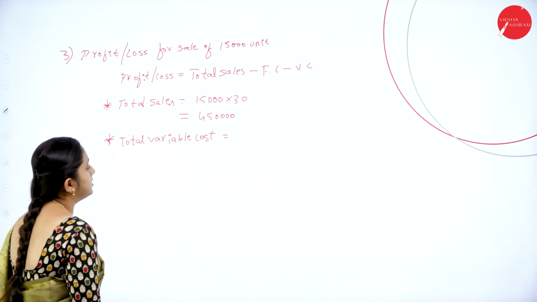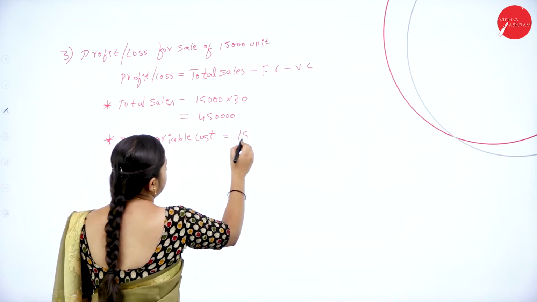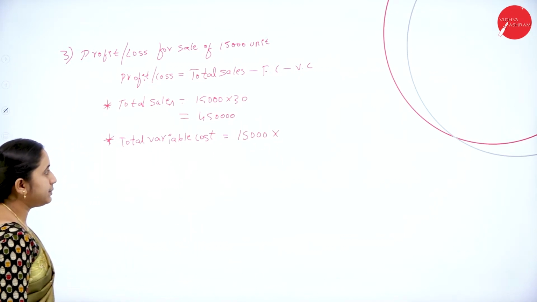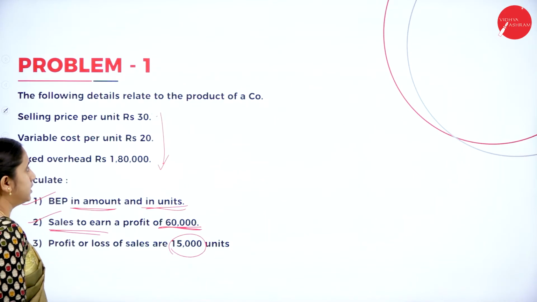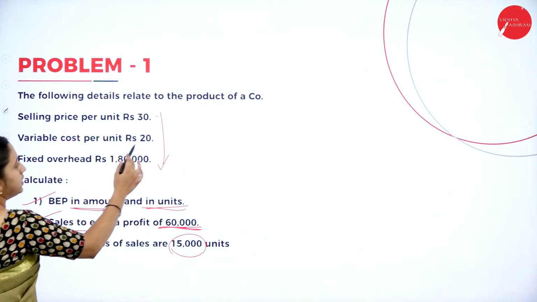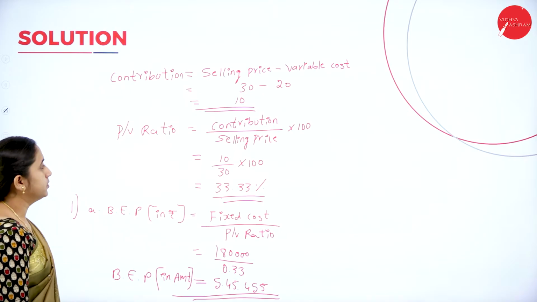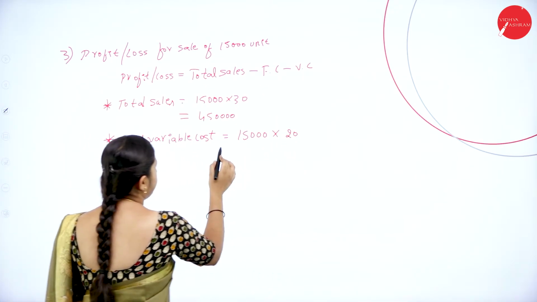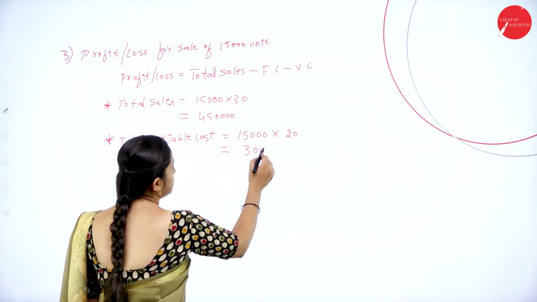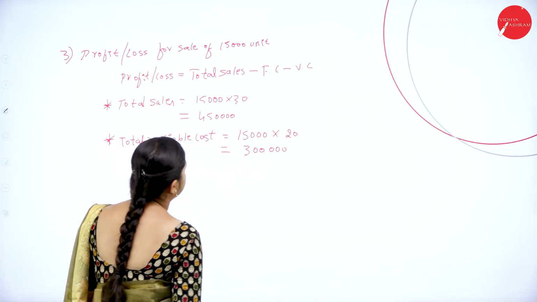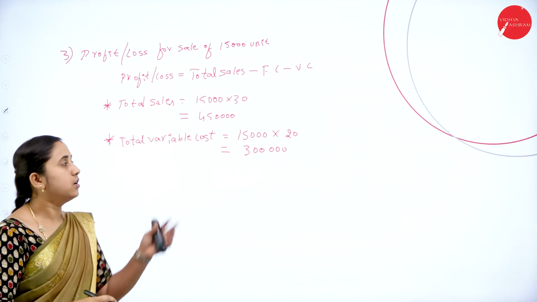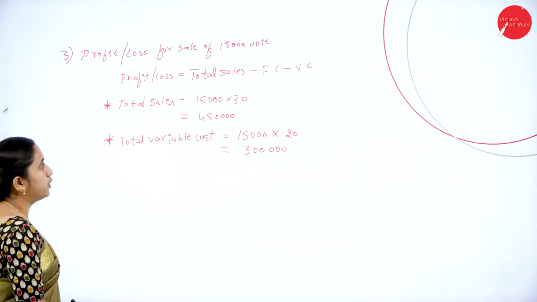Next, total variable cost. Total variable cost is equal to total number of units, that is 15,000, into variable cost per unit. Here variable cost per unit is 20 rupees. So, write 20. Total variable cost is 3 lakh. Now, we know the fixed cost. Fixed cost is fixed for all the number of units.